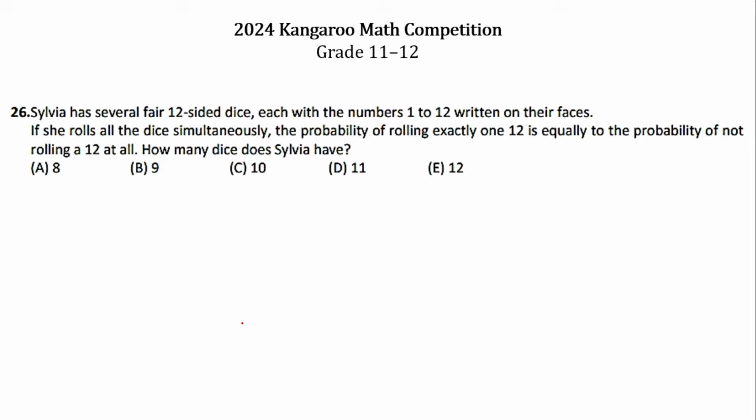Problem 26. Sylvia has several fair 12-sided dice, each with the numbers 1 to 12 written on their faces. If she rolls all the dice simultaneously, the probability of rolling exactly one 12 is equal to the probability of not rolling a 12 at all. How many dice does Sylvia have? Suppose that there are n dice.